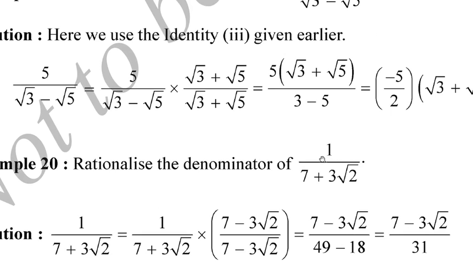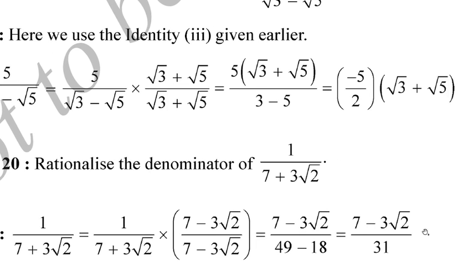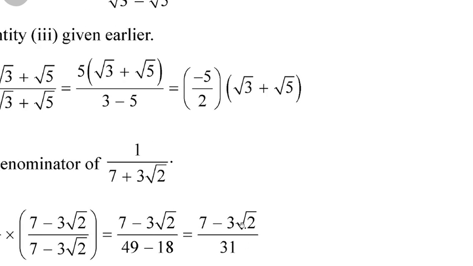Okay, again our 20th question is 1 by 7 plus 3 root 2. We should multiply 7 minus 3 root 2 to both numerator and denominator to obtain a rational number. The numerator will be as it is because it is multiplied with 1. Whenever we simplify 7 plus 3 root 2 and 7 minus 3 root 2, we will get 49 minus 18, which is 31. Then our answer is 7 minus 3 root 2 by 31.